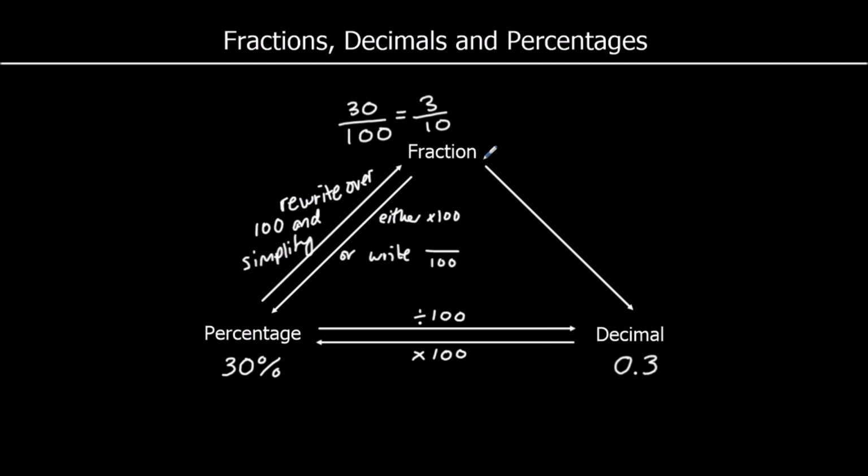To change a fraction to a decimal, we take the top number and divide by the bottom number. So 3 divided by 10 in this case. So top divided by bottom, or you could say numerator divided by denominator. So 3 divided by 10 is 0.3. So I'm going to go over each of these in a bit more detail now.